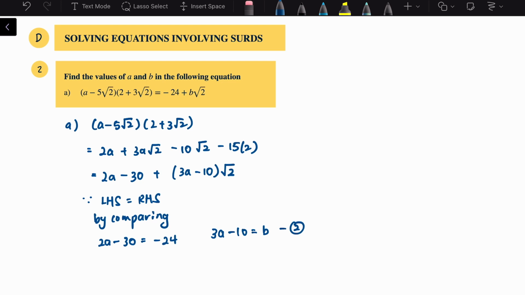For the equation on the left, we can find the value of a by bringing 30 to the other side. a is equal to 3, and we are going to substitute this into equation number 2 to find the value of b. So very simply, we can put a as 3, so 3 times 3 minus 10 equals b, and b is equal to minus 1.